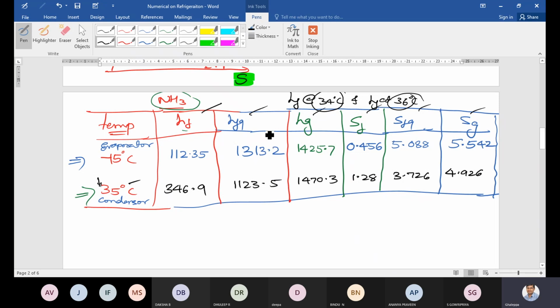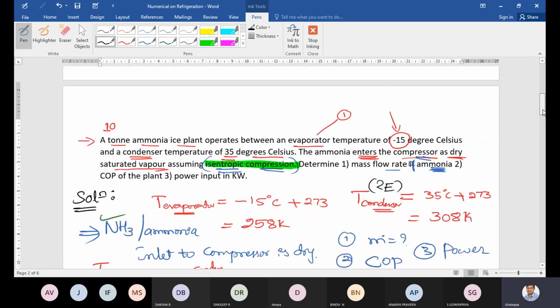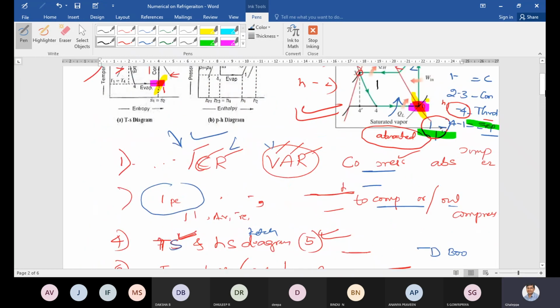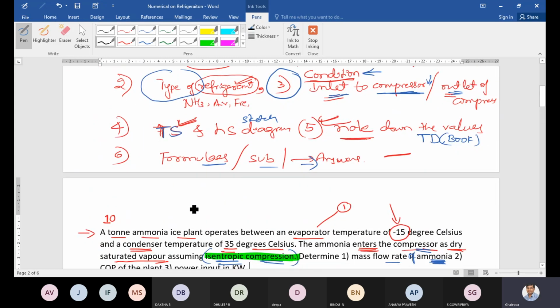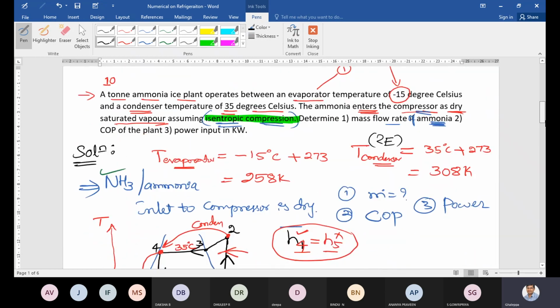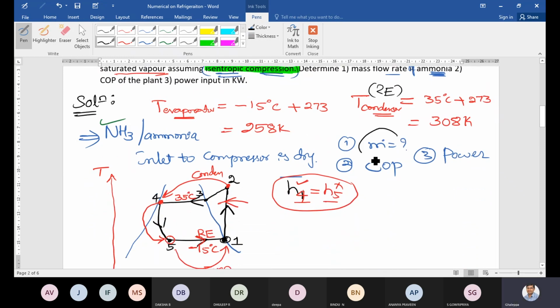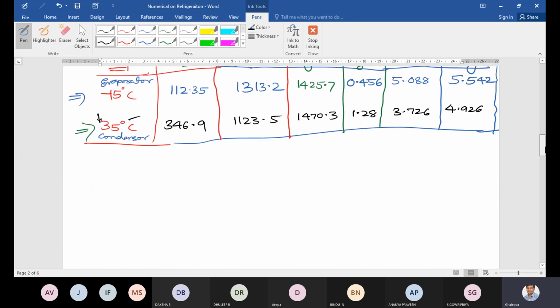Next, I will write the formulas. What is the next step we need to do? Once you note down the values, what is the next step? Fifth, sixth step: formulas. I will write the formulas for all the unknowns. The first unknown is mass flow rate. It looks a little bit complicated, but it is easy.